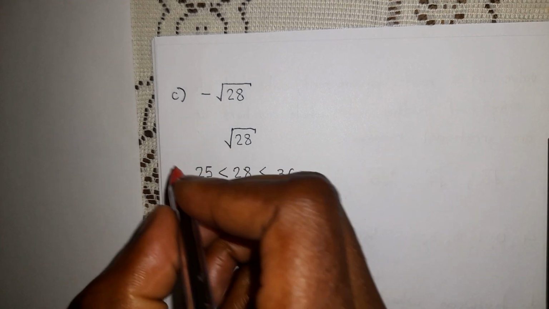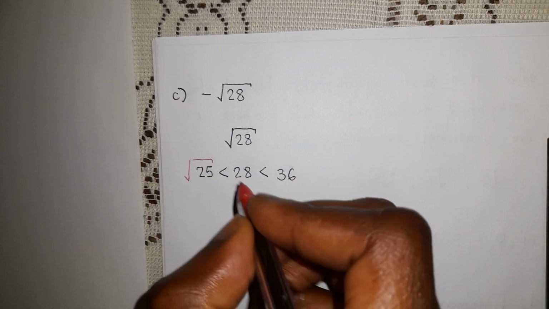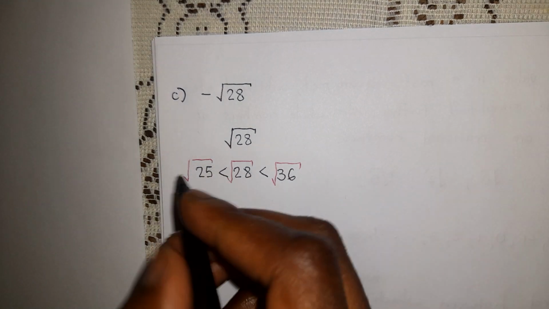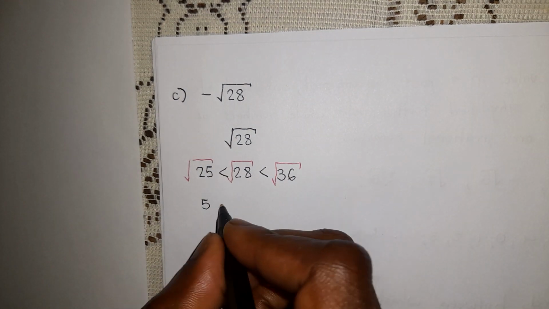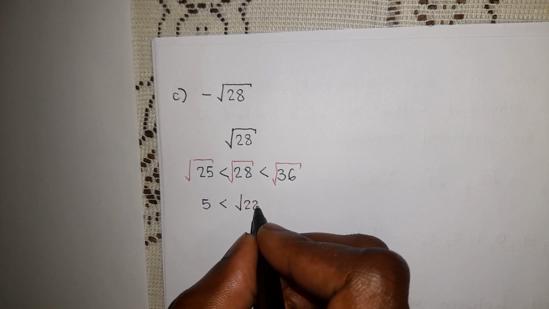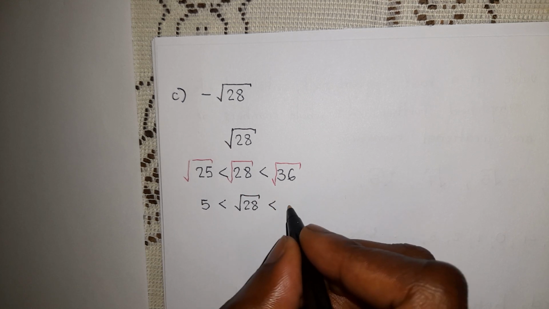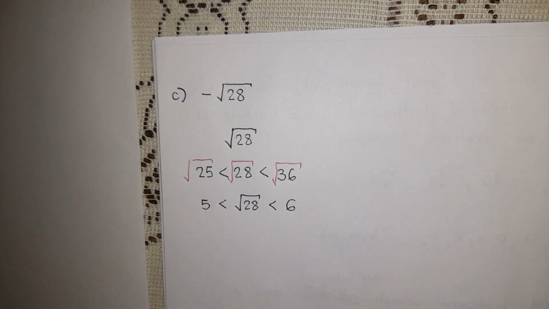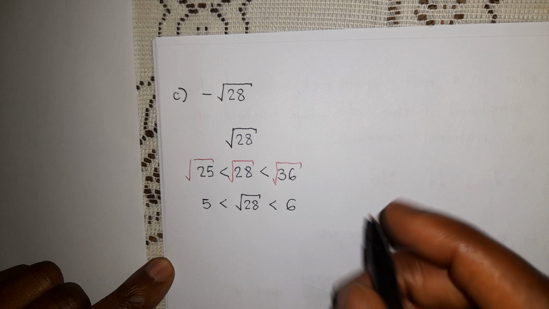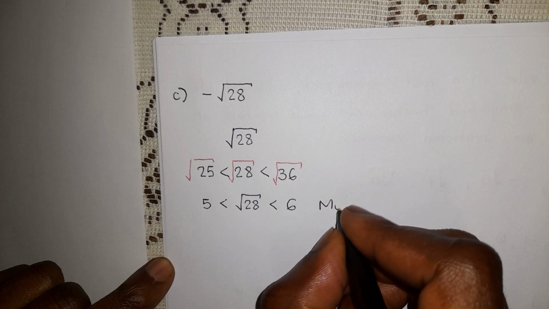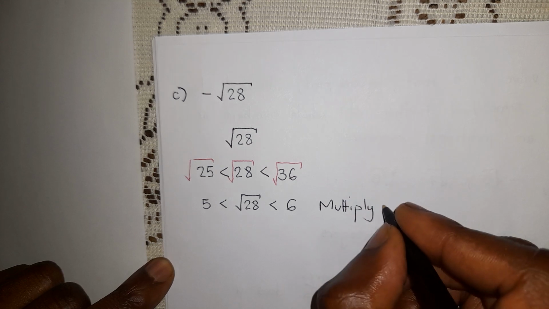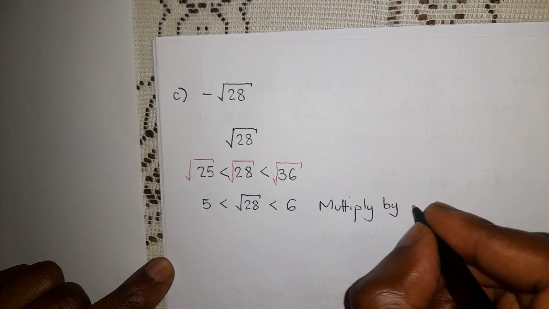Again, what you need to do is bring back the square root, bring back the square root. Then the square root of 25 is simply 5. The square root of 28, you just leave it with your root. Then the square root of 36 is simply 6. But bear in mind that we used this without a negative. Now we need to multiply by the negative 1 that we removed.